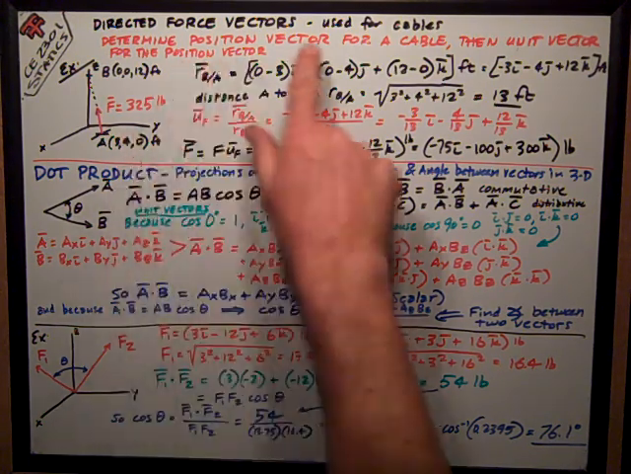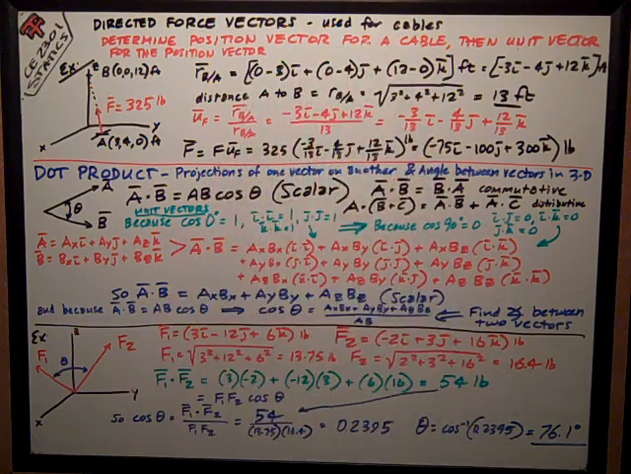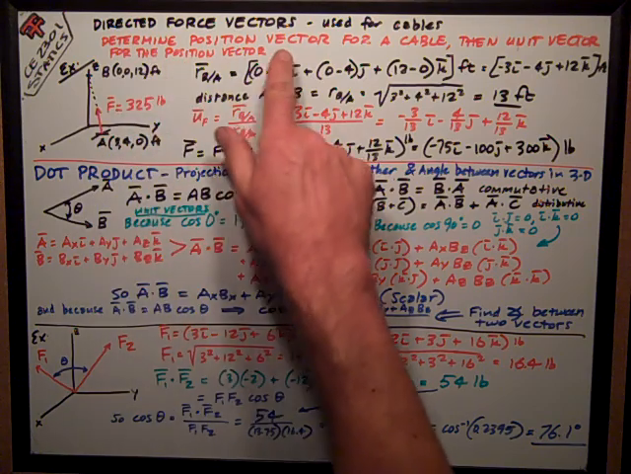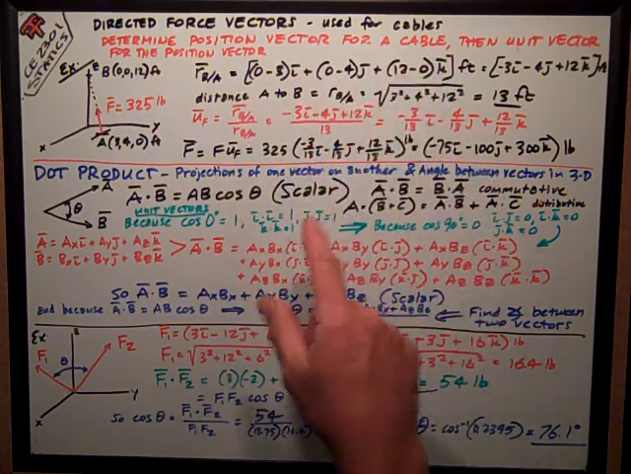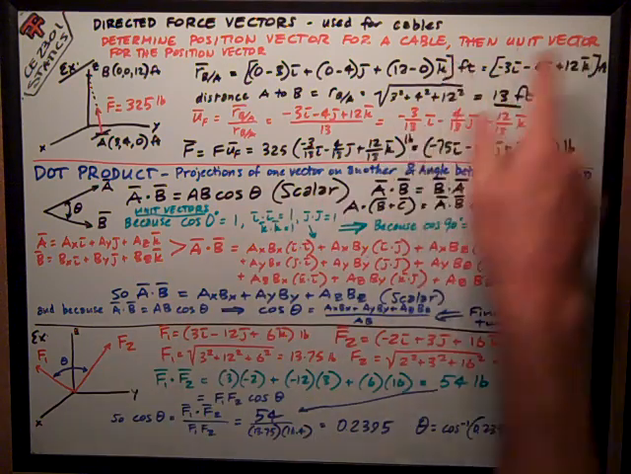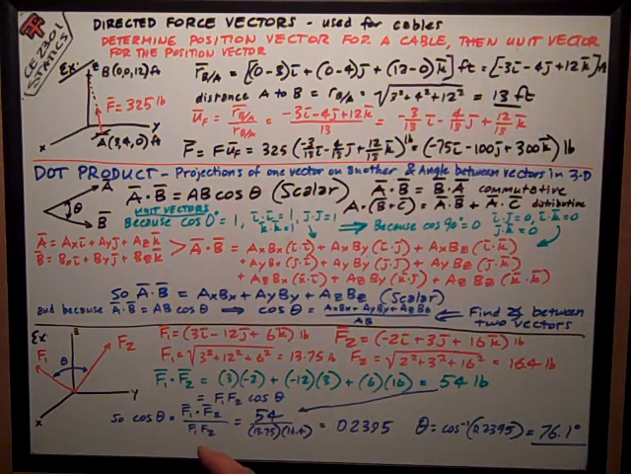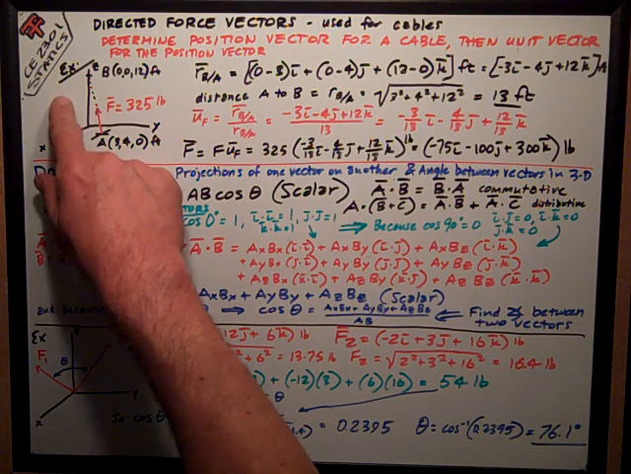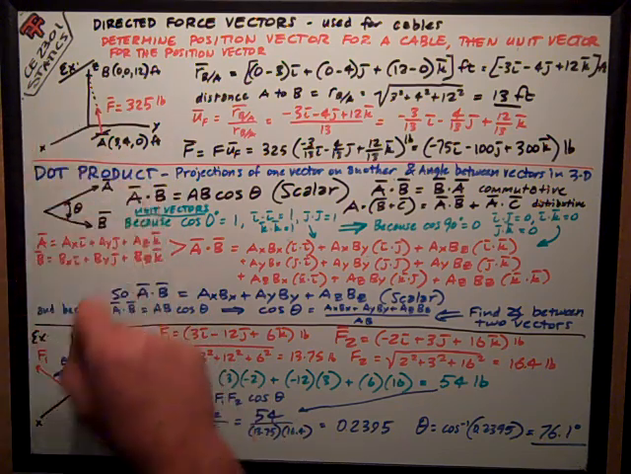First, directed force vectors are used for cables. First, we determine the position vector for the cable by knowing its endpoints. Then we get a unit vector for the position vector. So it's easiest to show it on an example.